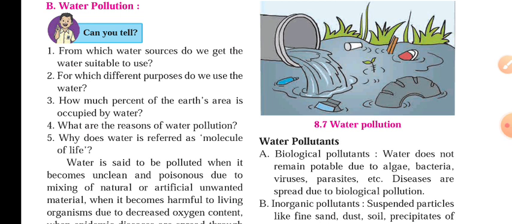Today we are going to see class 8 science chapter number 8, pollution part 2. In part 1 we already discussed pollution, pollutants, and different types of pollution, and among them we have already discussed air pollution. Today we are going to discuss two more types of pollution, which we call water pollution and soil pollution. So let's begin with water pollution.